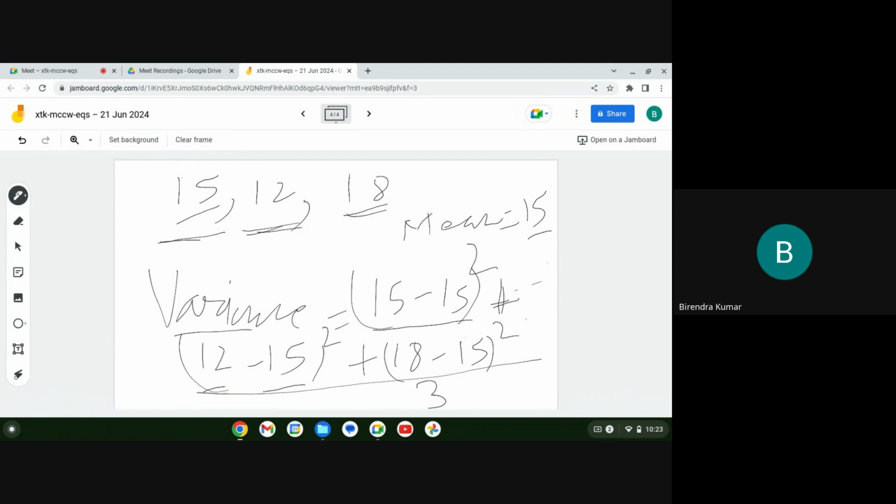Yeah. This is 0. 0 square is 0. 12 minus 15 is minus 3. Square of minus 3 is minus 3 into minus 3. Minus minus plus, 3 into 3, 9. Okay. And 18 minus 15 is 3. Square of 3 is what? 9. So in total, I got 0 plus 9 plus 9 divided by 3. So 0 plus 9 is 9, plus 9 is 18, by 3.